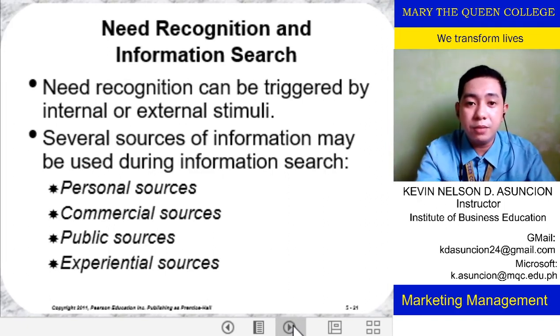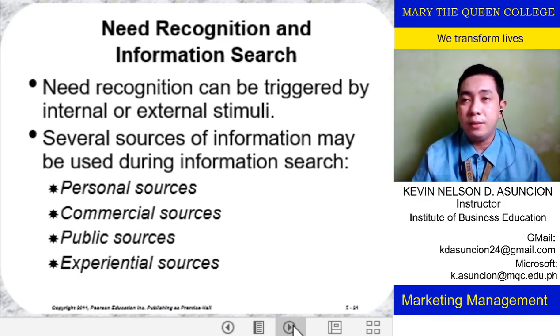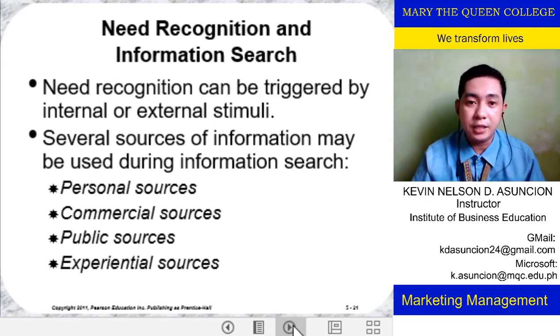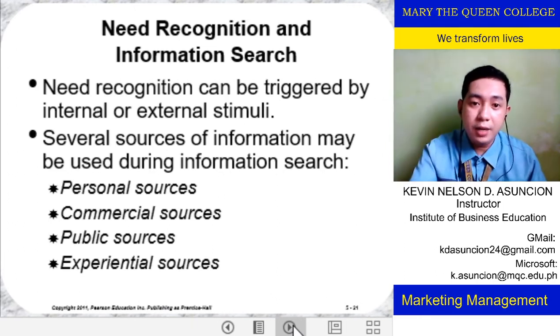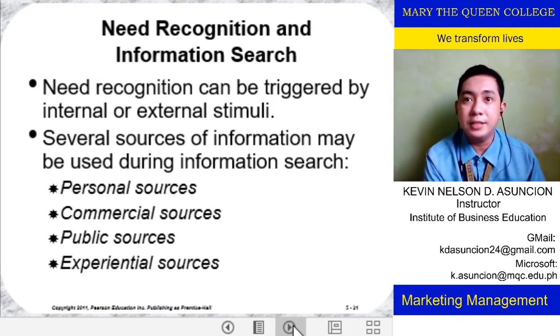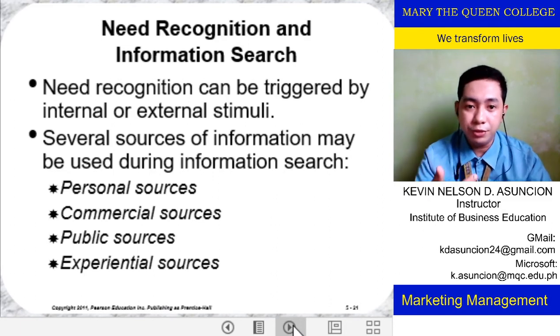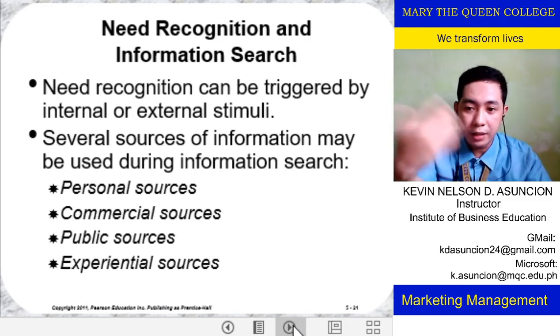Okay. So, need recognition and information search can be triggered by internal and external stimuli. Several sources of information may be used during information search: personal sources, commercial sources, public sources, and experiential sources. Ito nga, word of mouth marketing and also internally from your marketing activities or your advertising activities, no? Pinapakilala mo yan, and some others are telling. And of course, word of mouth marketing is one of the costless strategies in marketing. Of course, if they are satisfied, when customer relationship management kicks in and there's a brand loyalty na establish mo, of course, sila na magsasabi kung gaano kaganda yung produkto.